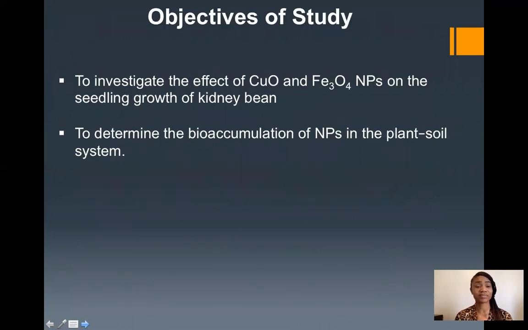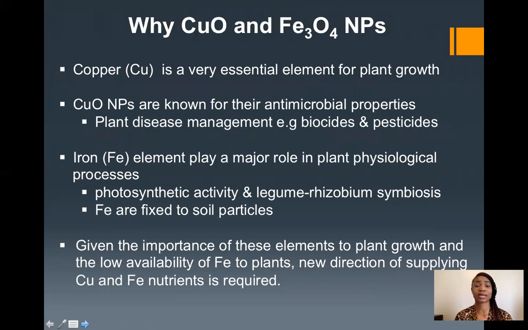The objective of my study is to investigate the effect of copper oxide and iron(III) oxide nanoparticles on the seedling growth of kidney bean, and also to determine the bioaccumulation of nanoparticles in the plant-soil system. Why copper oxide and iron(III) oxide nanoparticles? Copper is a very essential element for plant growth, and copper oxide nanoparticles are known for their antimicrobial properties, therefore they have potential for plant disease management.